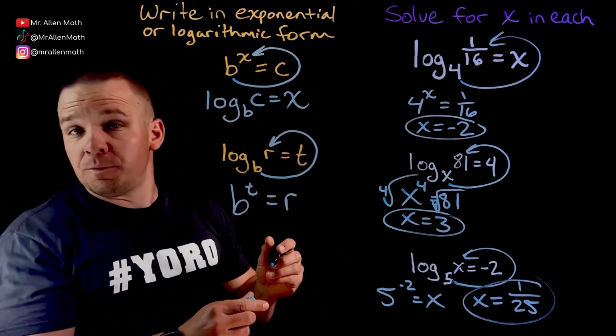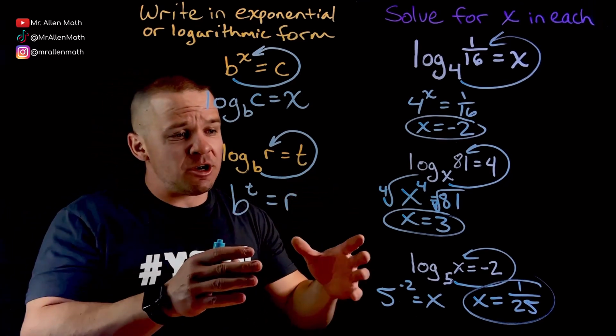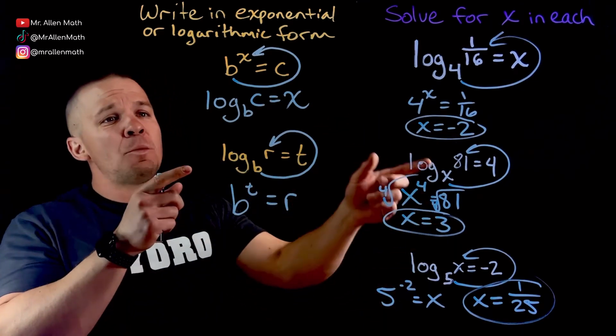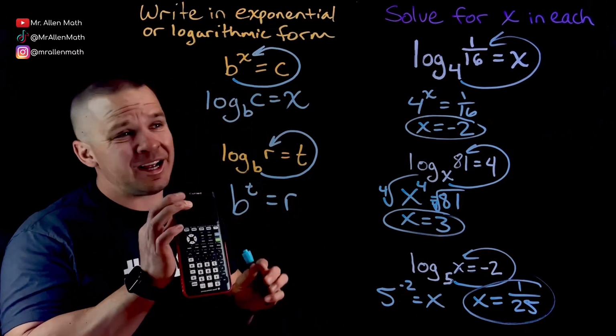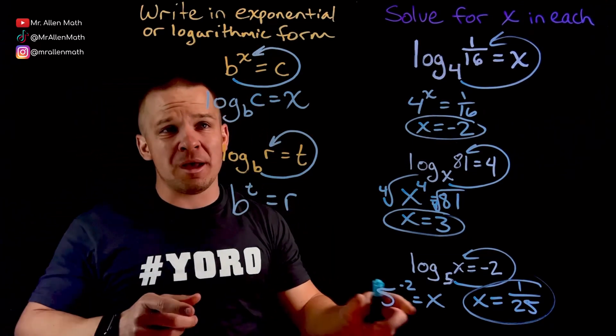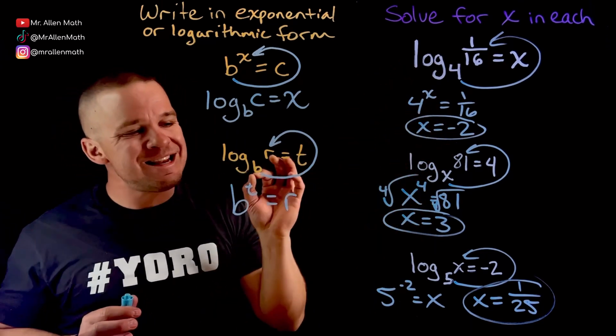Loop it and swoop it. Loop and swoop's your best friend when it comes to logs and exponentials. Sometimes it's easier if you take from an exponential, put it into log form, especially if you are popping out that calculator and getting crazy with it, right? Then you're going to want to be able to go into log form, plug it in the calculator, because not every answer is going to be nice like we have here.